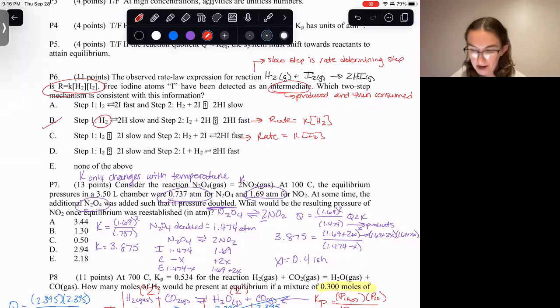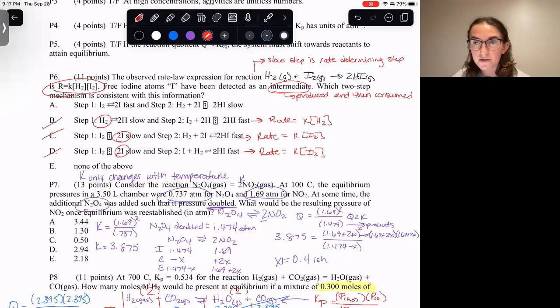Does that match our initial rate law given? Nope. And lastly, for D, we have rate is equal to K times I2. Again, does not match, so we can eliminate that one. You can also eliminate B, because B does not produce I as an intermediate, but in C and D, we do see that intermediate being produced. So that's one that might trick you up a little bit.